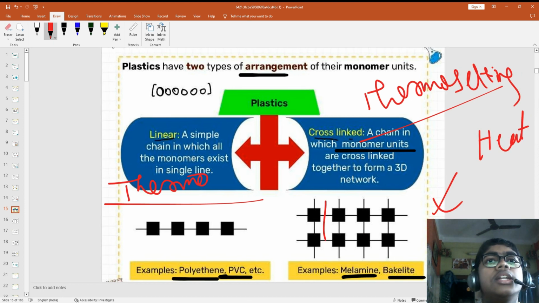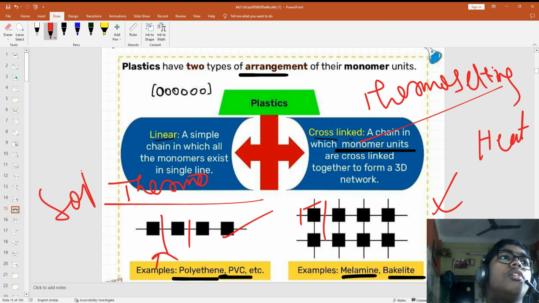Because maybe if this is broken, then also it is joined. If this is broken, then also it is joined. So it is quite strong. But when heat is applied here, the links break and it gets destroyed. So they are quite soft also and they are quite hard also.